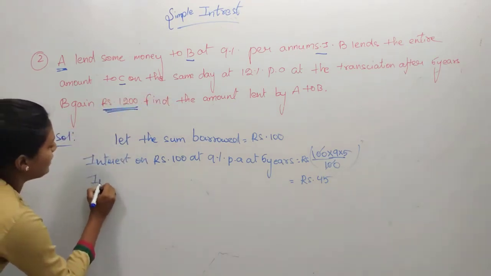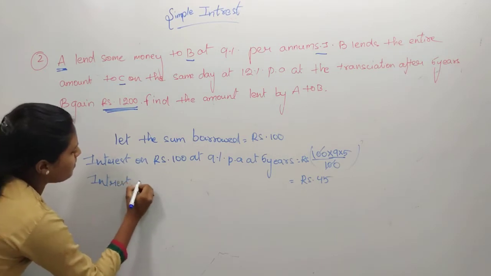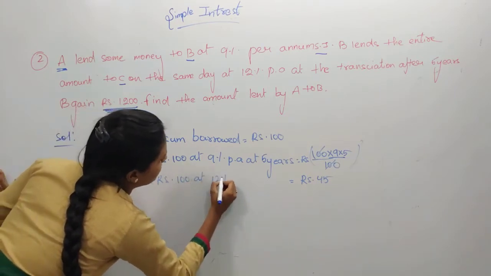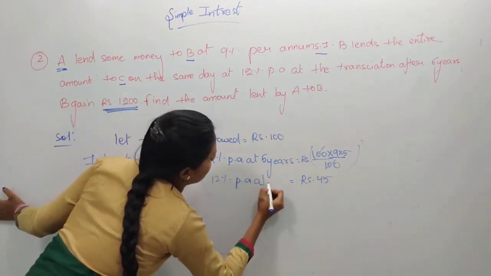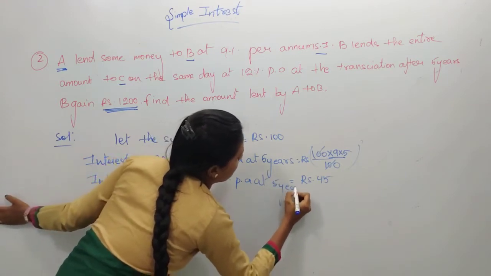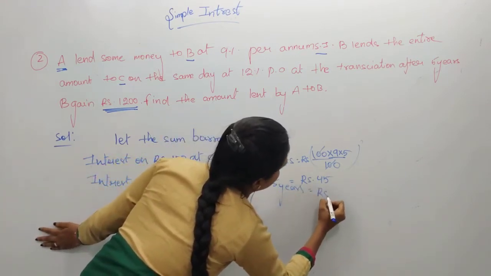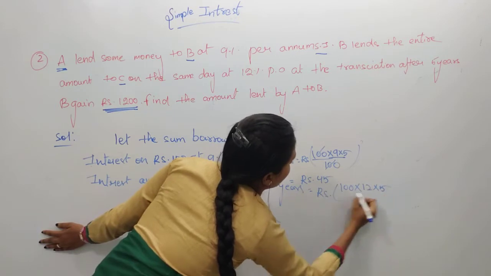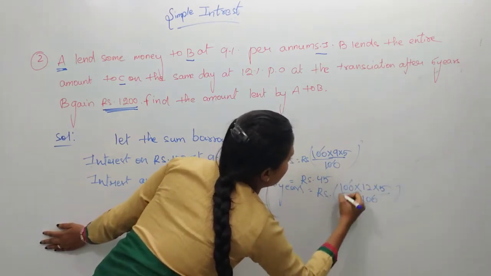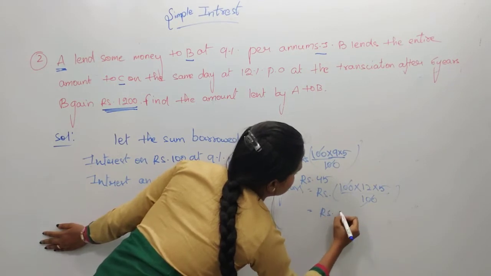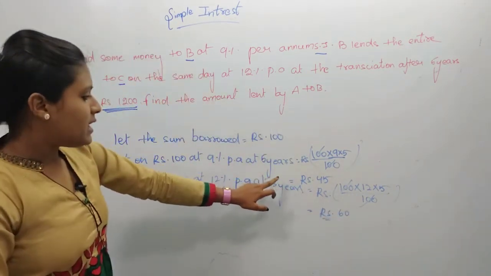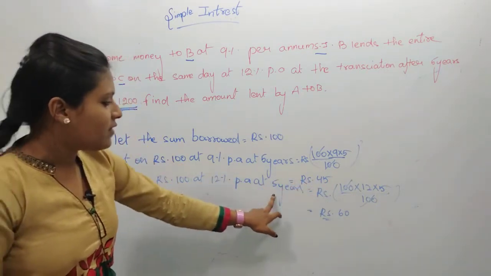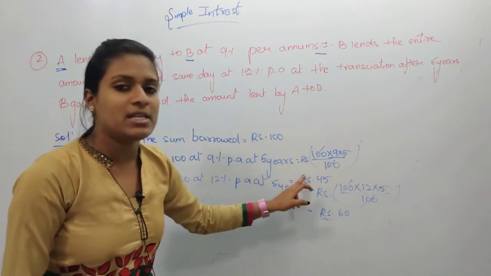In the same way, we have to find the interest for 12% per annum. Interest on rupees 100 at 12% per annum for 5 years. 100 into 12 into 5 by 100. By doing cancellation, what do we get? Rupees 60. See, observe: at 9% per annum we got rupees 45, and at 12% per annum for 5 years we get rupees 60. Then it is the gain.